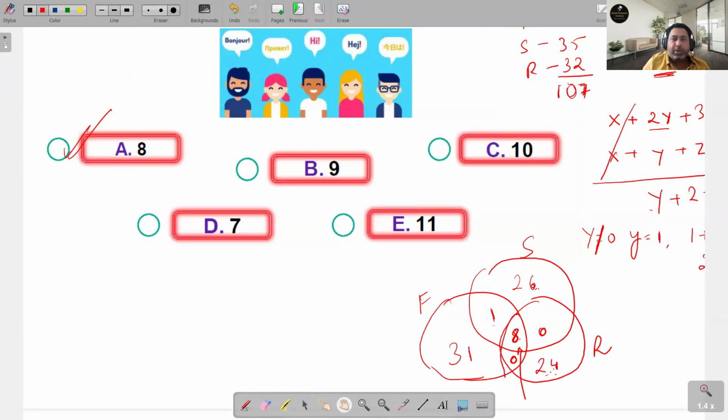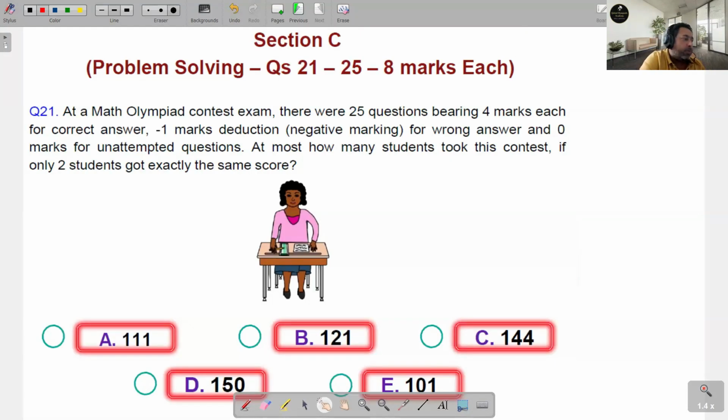Let's move on to the next one. Section C. This is from the problem solving section. So these are non-routine problems. Question 21. At a Math Olympiad contest exam, there were 25 questions bearing 4 marks for correct answer, -1 marks deduction, negative marking for wrong answer, and 0 marks for unattempted questions. At most, how many students took this exam if only 2 students got exactly the same score?